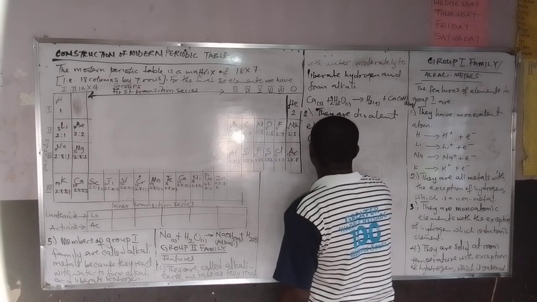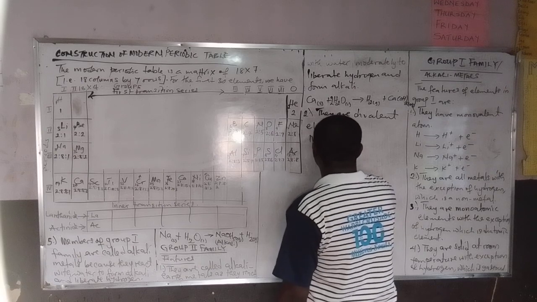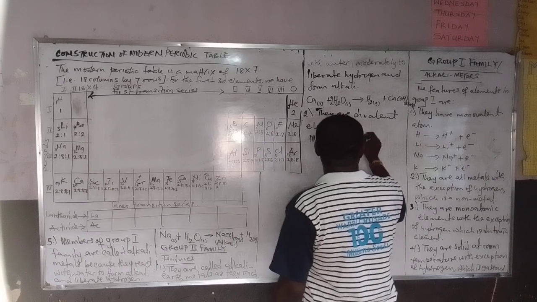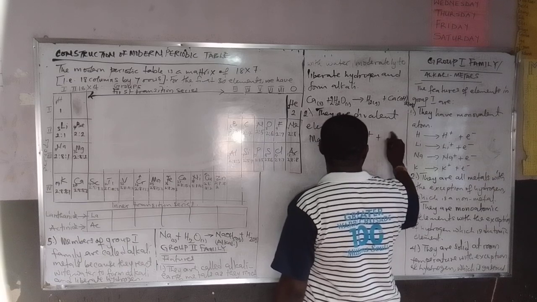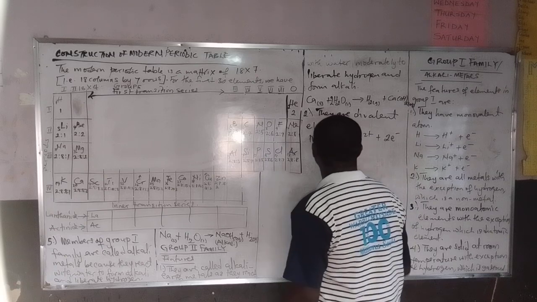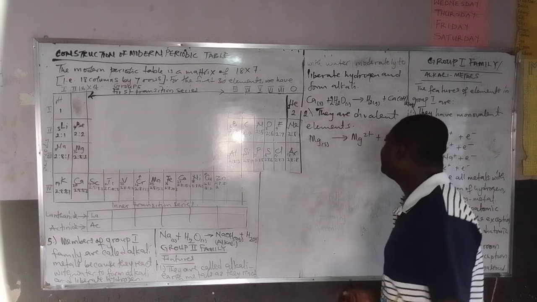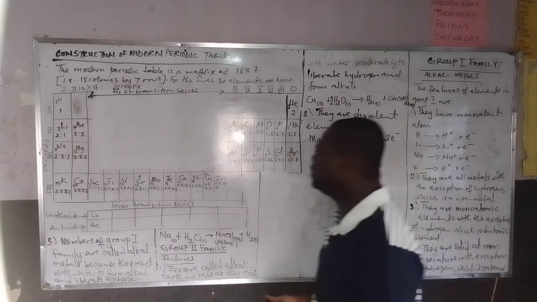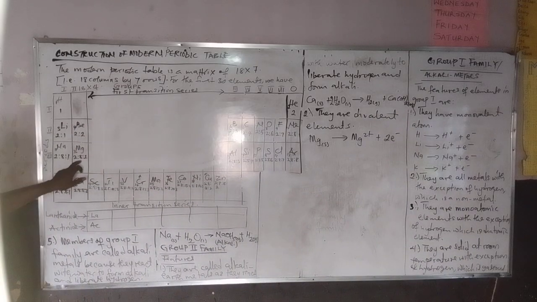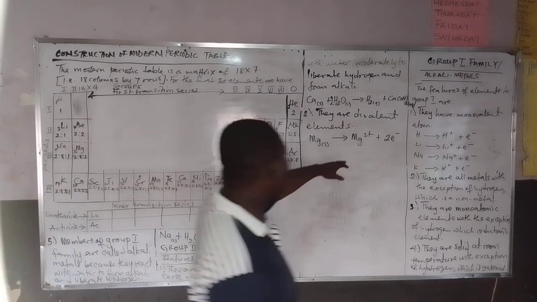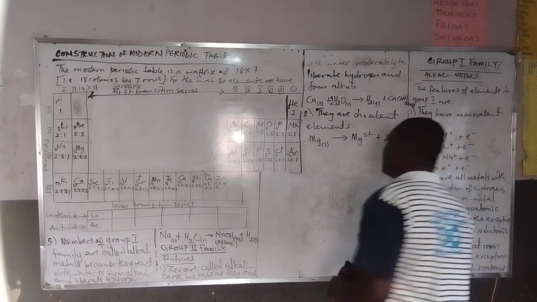When calcium ionizes, let me use magnesium now. Magnesium solid ionizes to form magnesium ion after losing 2 electrons. So they are divalent. Where did I get this? Magnesium is 2:8:2. What is here is 2. If what is here is 1 or 2 or 3, they will always lose it because it is not up to half of 8, which is the maximum number of electrons that this shell can carry. So they lose it and form a 2+ ion, and they have a valency of 2.